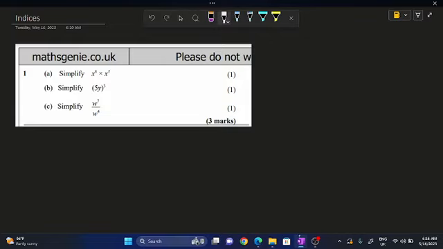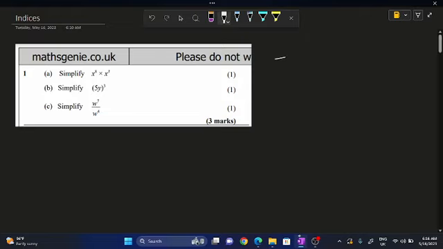In today's lecture, we are going to do the topic of indices, relating to non-calculator problems. As you can see, the first question on my screen is relating to simplification of indices. In order to find the solution for that, you have to follow what I am telling you.